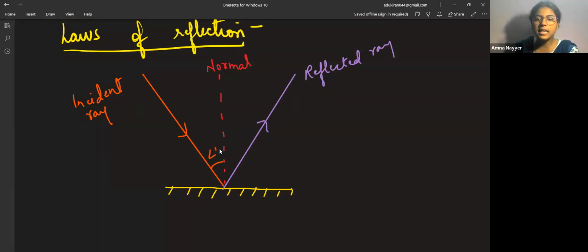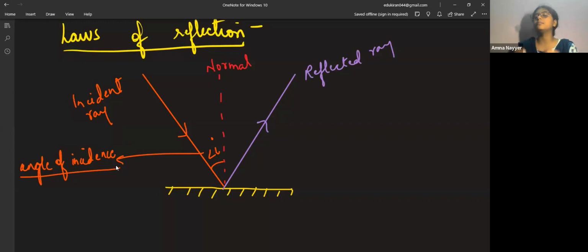See, this angle is known as the angle of incidence. So what is meant by angle of incidence? You can look at the figure also and answer. It is the angle that is formed between the incident ray and the normal, not the reflected ray. Incident ray and the normal.